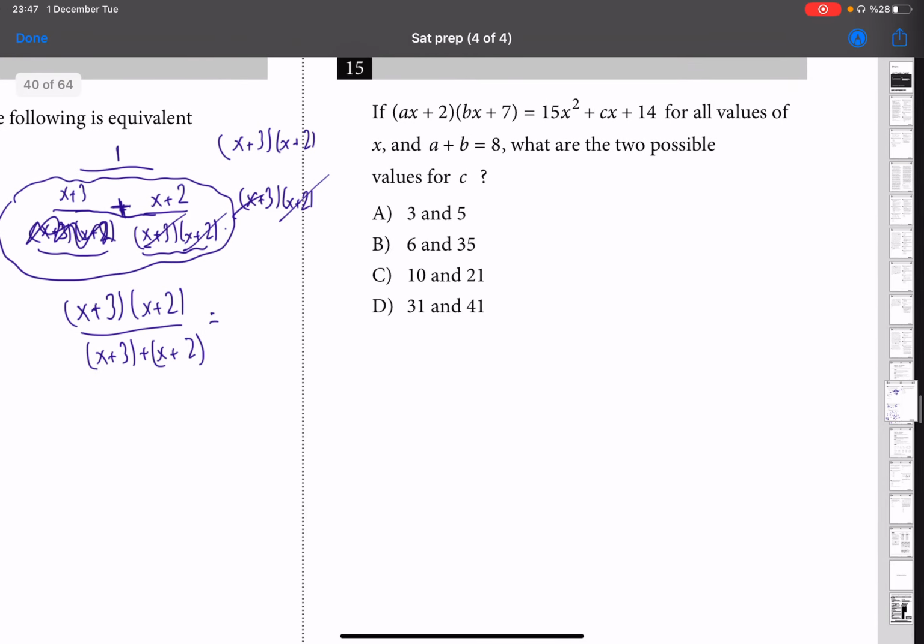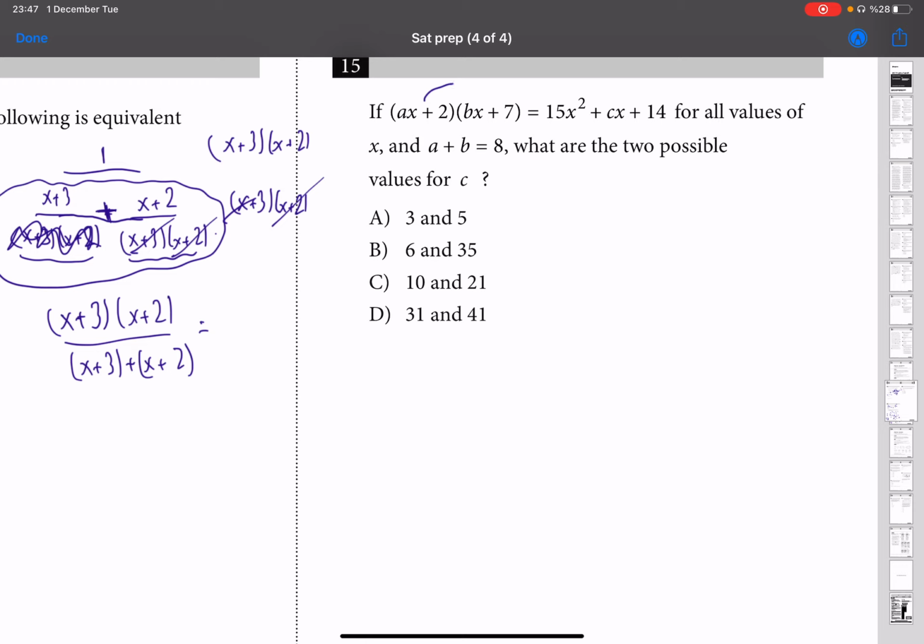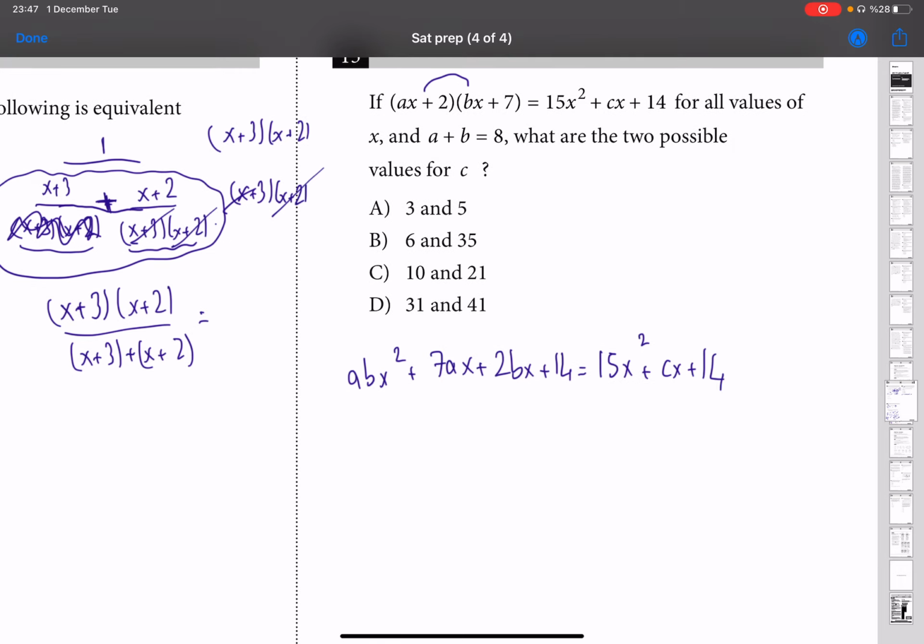Next one. If this thing is equal to this for all values of x and a plus b equals 8, what are the two possible values for c? Okay, let's multiply these guys first. abx squared plus 7ax plus 2bx plus 14 is equal to 15x squared plus cx plus 14. Okay, we should know that the same powers of x have the same coefficient in this type of equation.